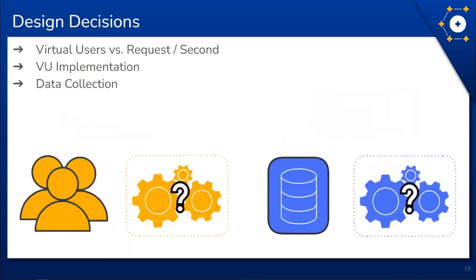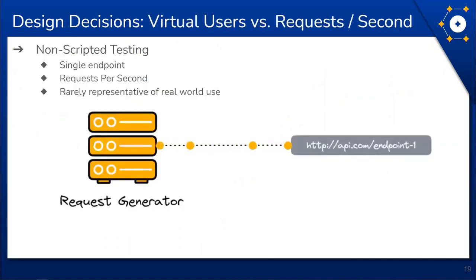But before we get too far into Constellation's architecture, there were several design decisions we needed to make prior to and during development of Constellation, and we'll walk through a few of them now. First, we had to decide how we were going to perform the testing itself. Given an API to test, there are two main testing approaches, usually referred to as non-scripted and scripted.